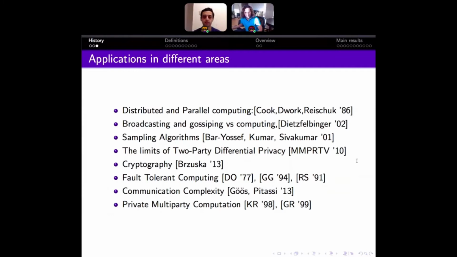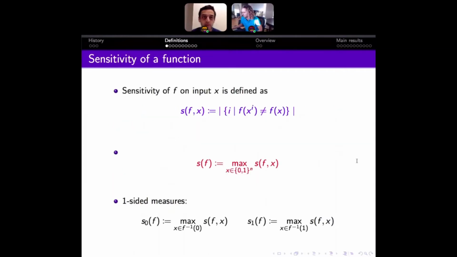These measures have applications in various areas, as you can see in this list of work. We'll now come to the definitions.